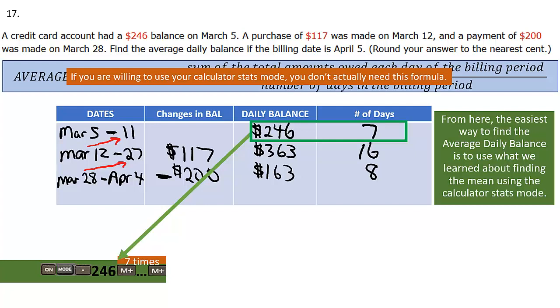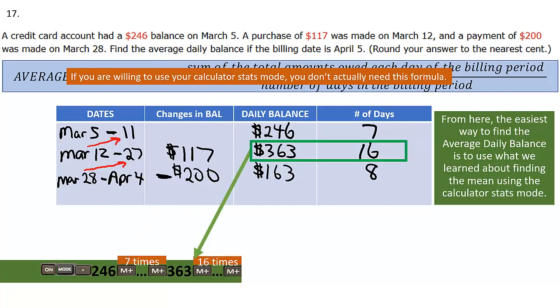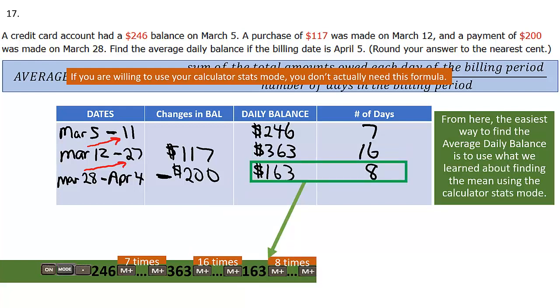So the original daily balance was $246, and it was valid for 7 days. So you type in 246, and then you hit M plus 7 times. And then you move to the next daily balance, which was $363. So you type in $363. Notice it was valid for 16 days, so you press M plus 16 times. Take your time, make sure you get 16 of them. And then finally, there was a $163 daily balance, valid for 8 days, so you press M plus 8 times.